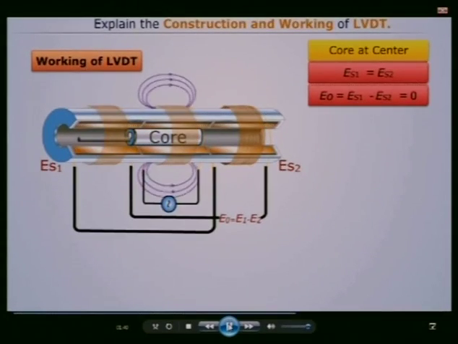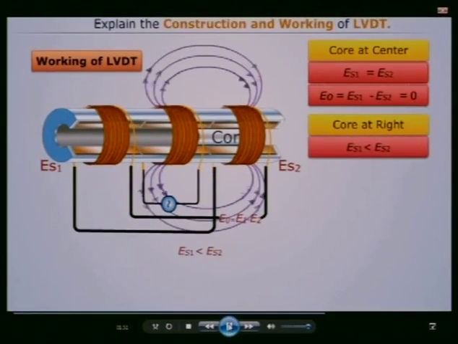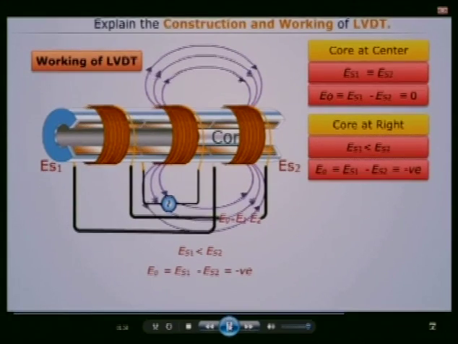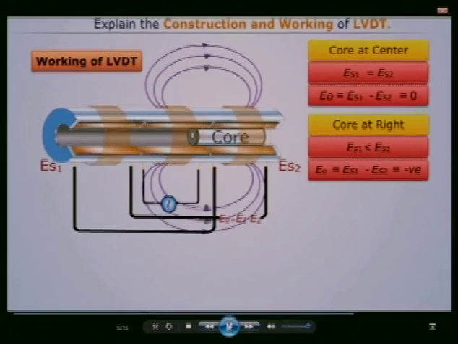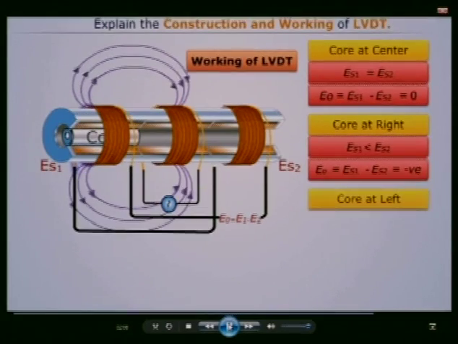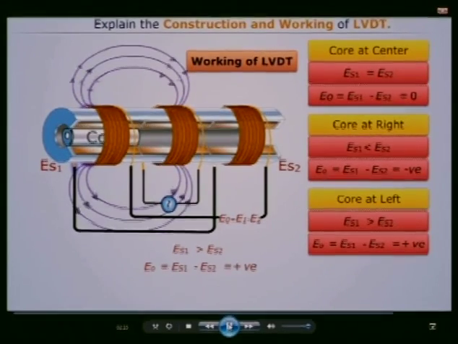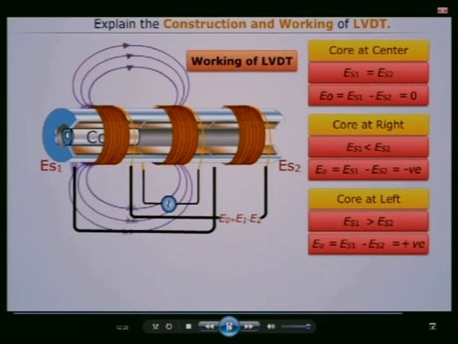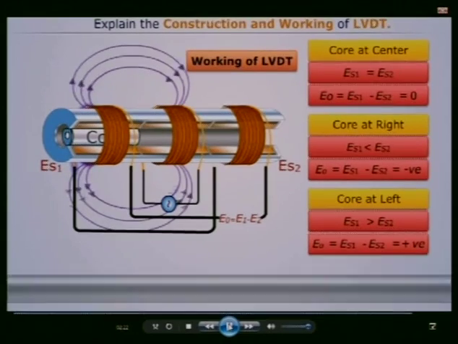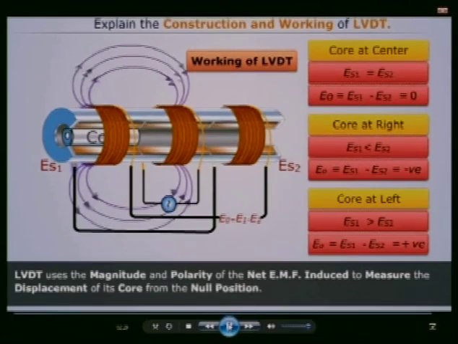Now if we move the core towards the right, the flux linking with coil S2 becomes greater than the flux linking with coil S1. As a result, the EMF induced in coil S2 becomes greater than the EMF induced in coil S1, and the net EMF shows a negative value. Similarly, if we move the core towards the left, the flux linking with coil S1 becomes greater than the flux linking with coil S2. As a result, the EMF induced in coil S1 becomes greater than the EMF induced in coil S2, and the net EMF shows a positive value. Thus, LVDT uses the magnitude and polarity of the net induced EMF to measure the displacement of its core from the null position.